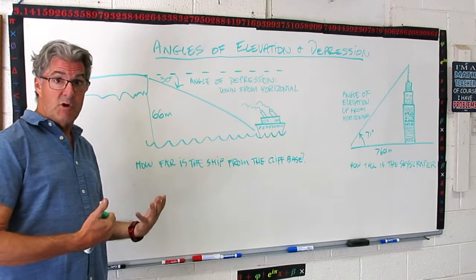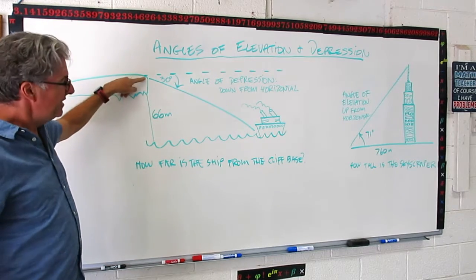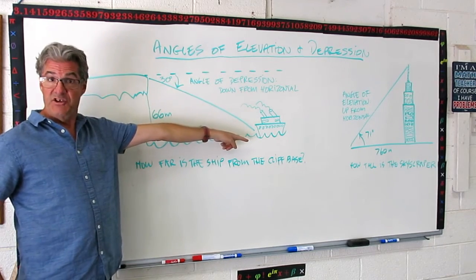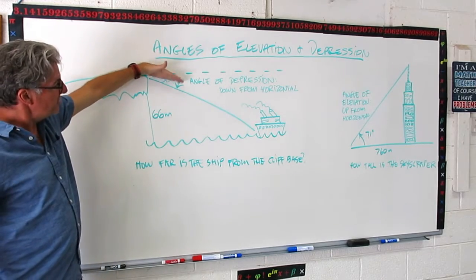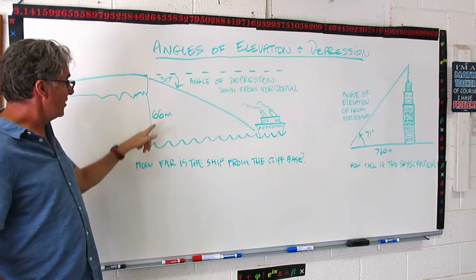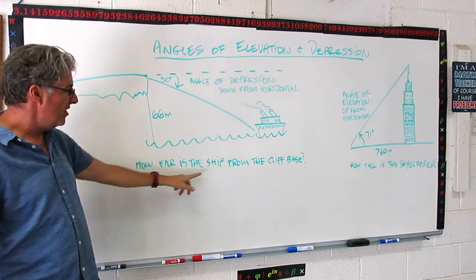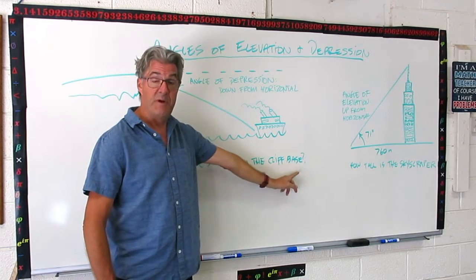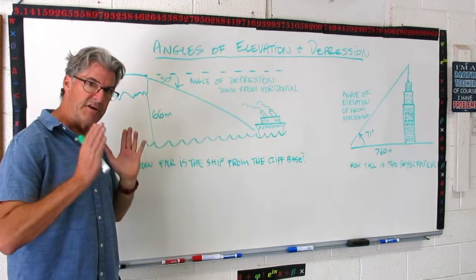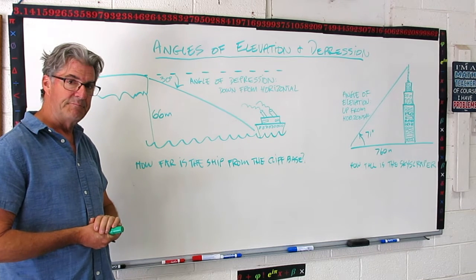Okay, so here's a typical problem you might get with an angle of depression. A person standing at the cliff is looking out in the ocean at a ship. The angle of depression for their line of sight is 30 degrees. The cliff is 66 meters high. How far is the ship from the cliff base? Now, if you're feeling aggressive, pause the video right now and see if you can solve this one.